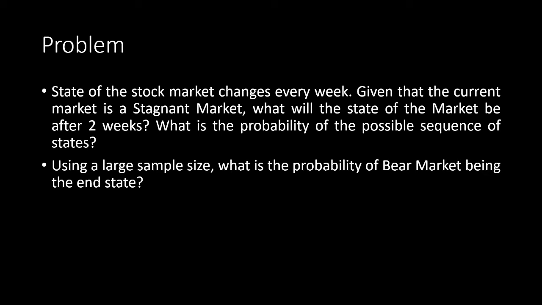So here's our problem. The state of the stock market changes every week. Given that the current market is a stagnant market, what will the state of the market be after 2 weeks? What is the probability of the possible sequence of states occurring? And then we have a second part to our problem. Using a large sample size, what is the probability of bear market being the end state?